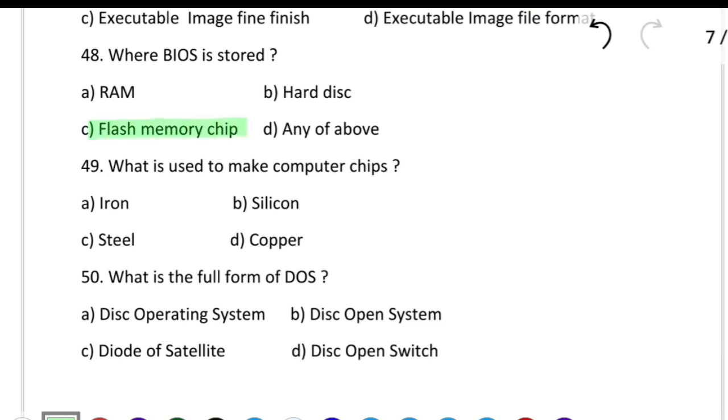Question number 49. What is used to make computer chips? Silicon. Option B. Question number 50. What is the full form of DOS? Disk operating system. Option A.